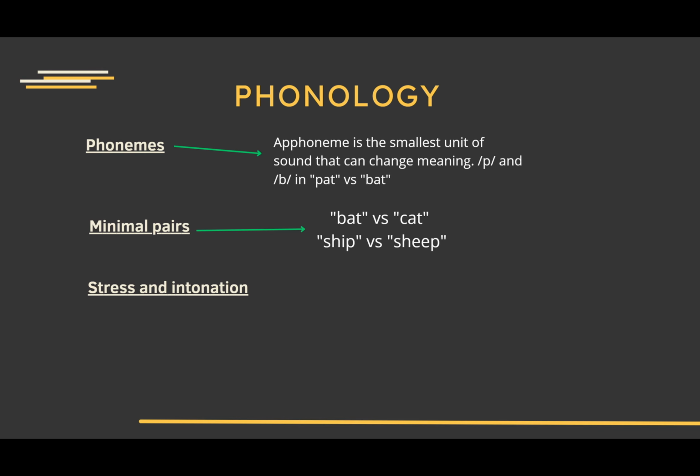Then we also have the concept of allophones. These are different versions of the same phoneme. I mean, it's the same phoneme, but is pronounced differently depending on the context or the word. So here we have the word top and the word stop. So in phonology, we can say that a sound is aspirated or unaspirated.